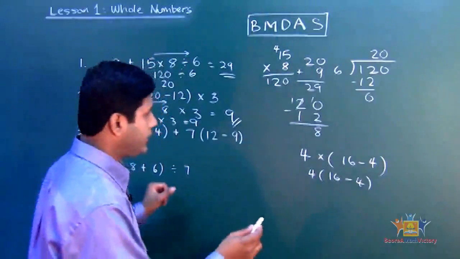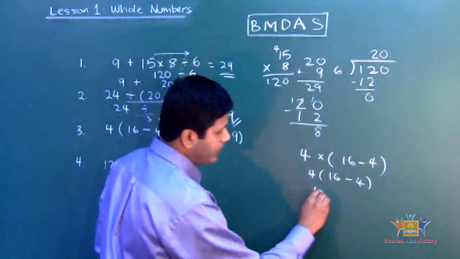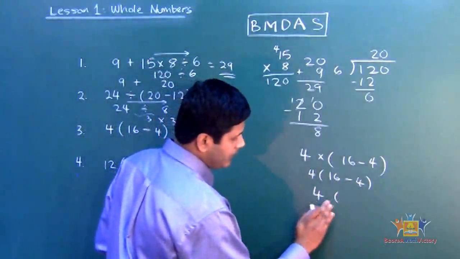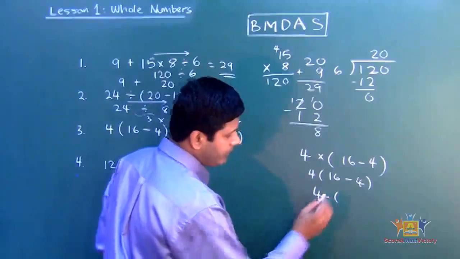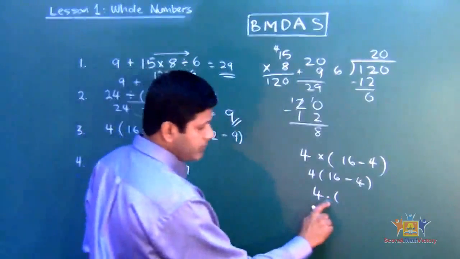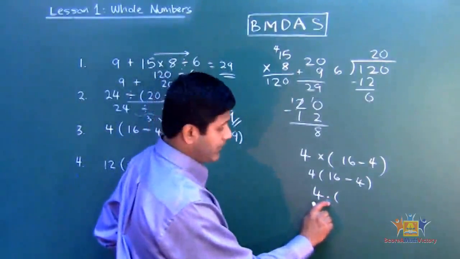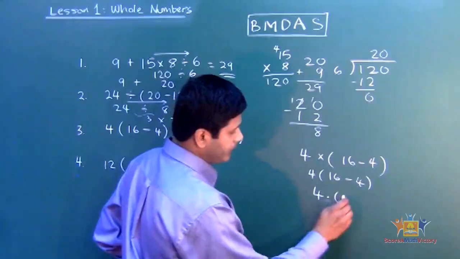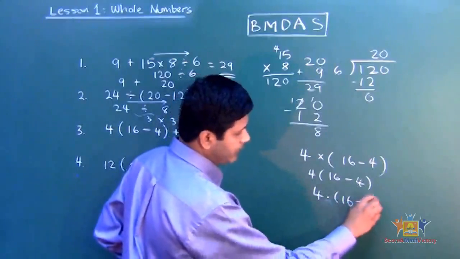Alright, let me show you another thing that you can also do for the multiplication. I can even put a dot like this. This is also multiplication, okay? The dot should be in the middle, right there, because if the dot is at the bottom, it's a decimal. If the dot is in the middle, it's a multiplication. So keep in mind. So 16 minus 4, like that.